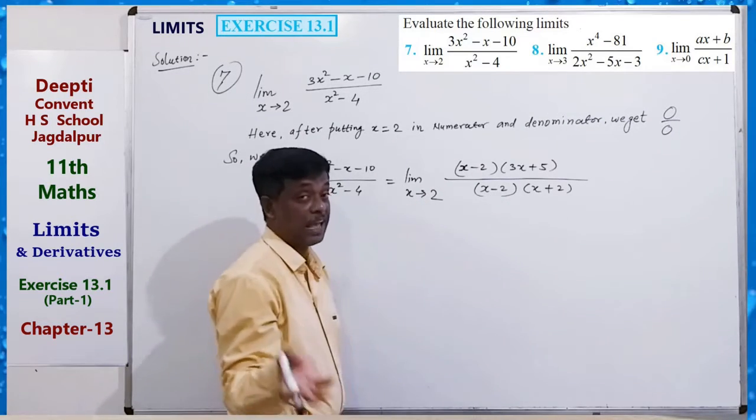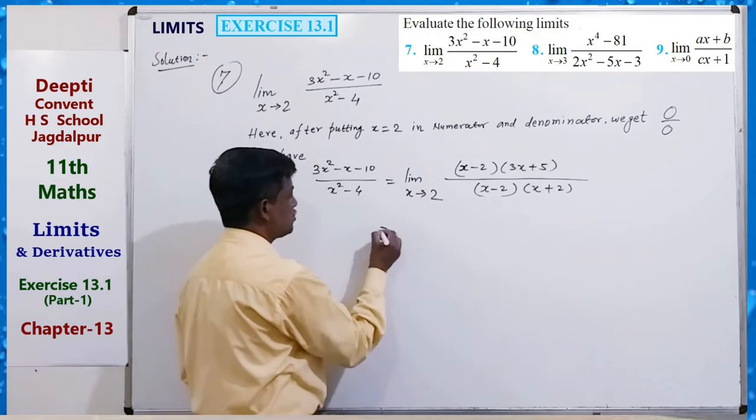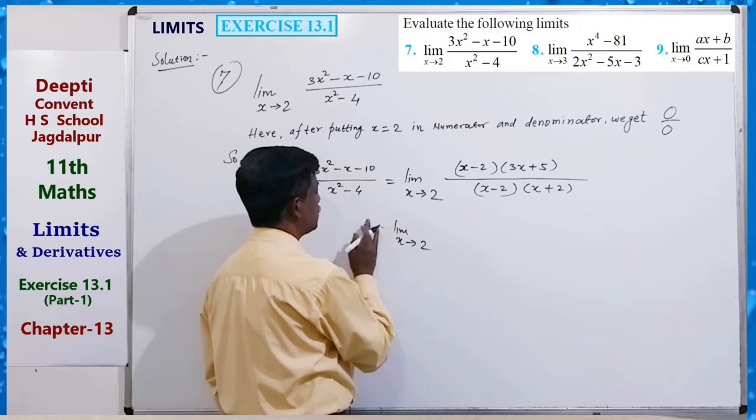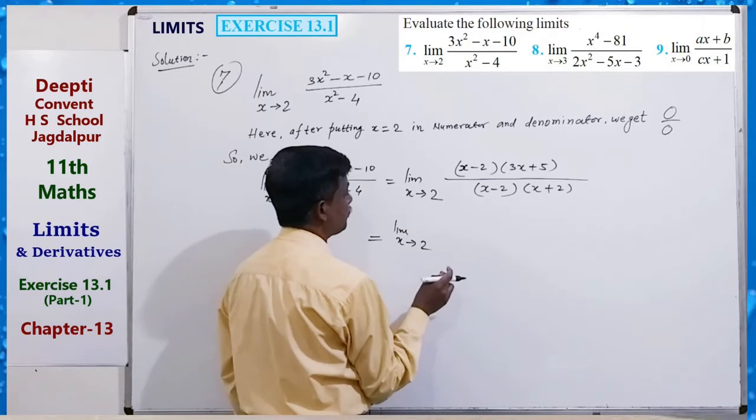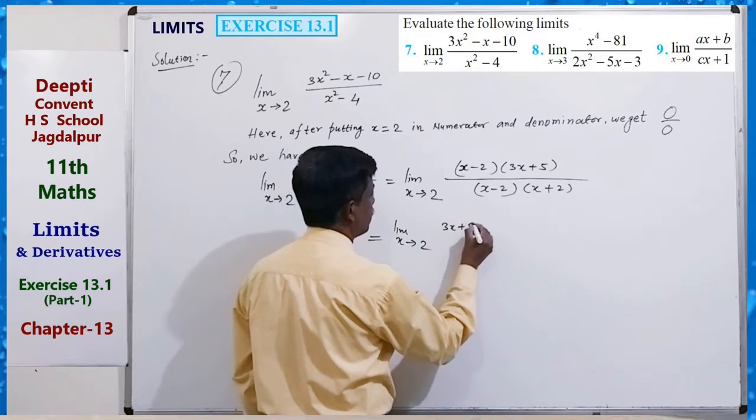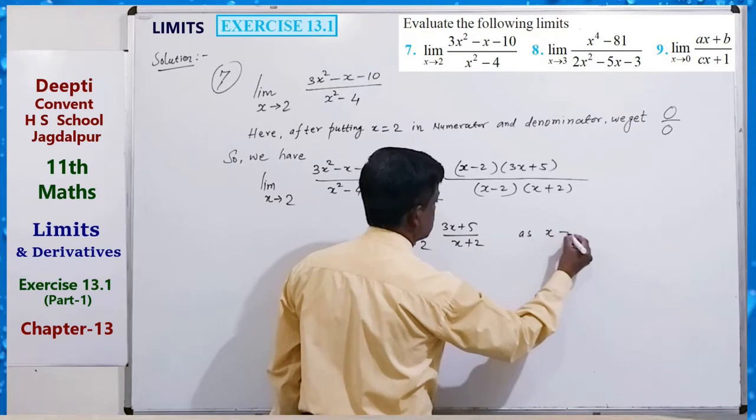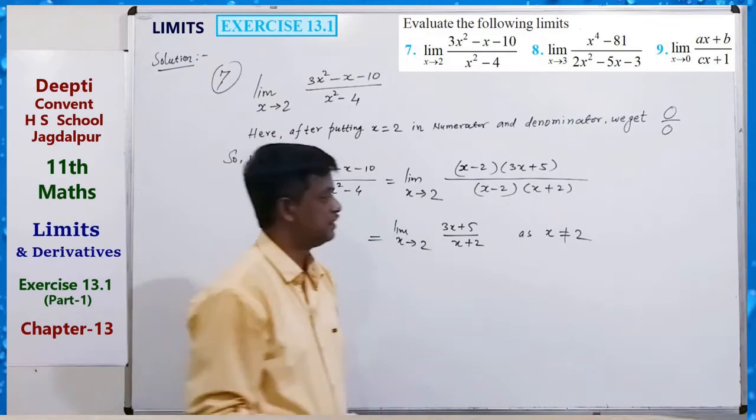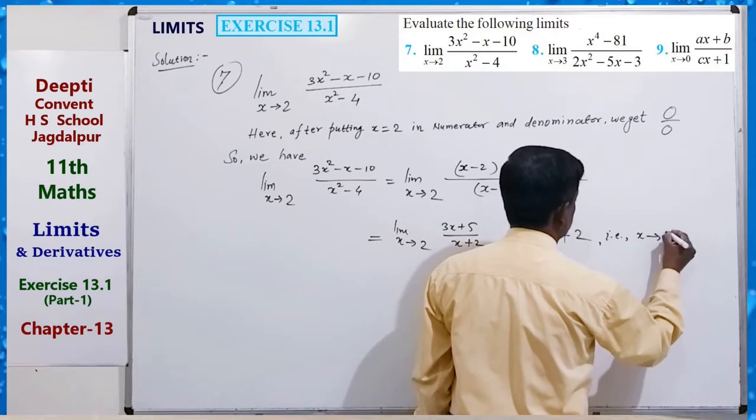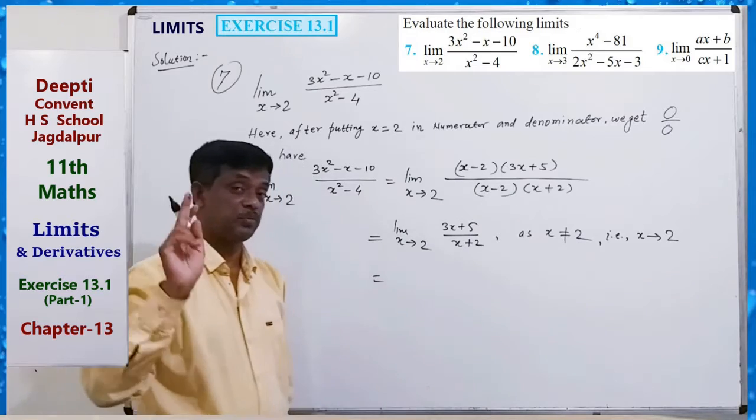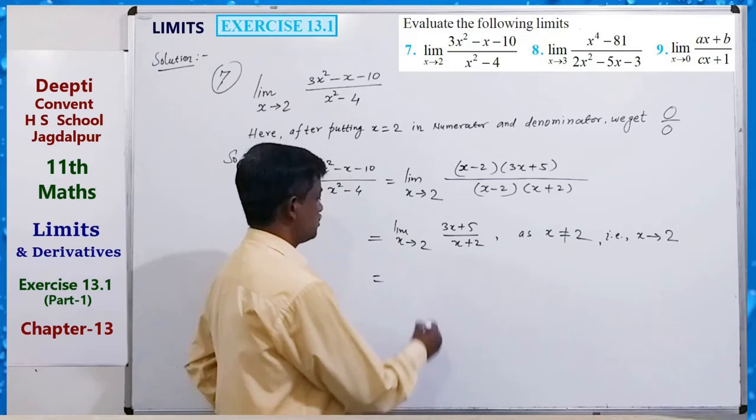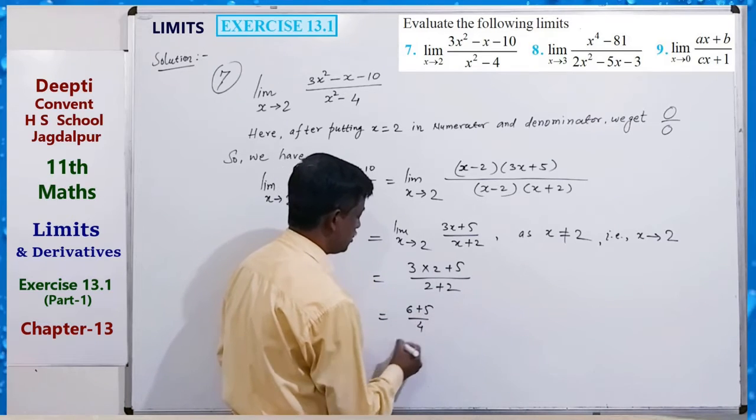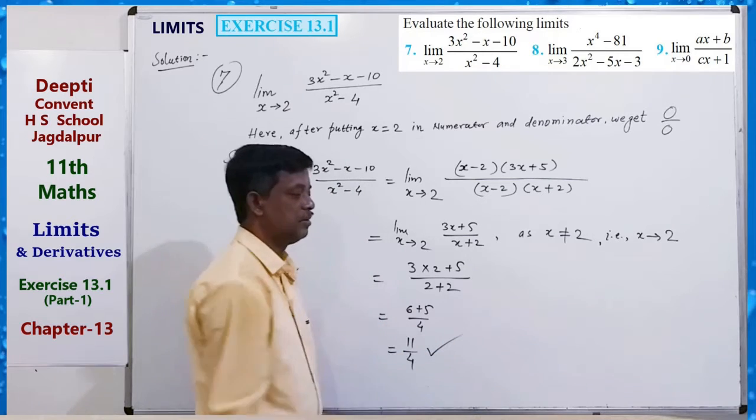Now x minus 2 can be cancelled out as x is not equal to 2. So this is equal to limit x tending to 2 of (3x plus 5) upon (x plus 2). Now we can put the value of x equals to 2 in this. So 3 into 2 plus 5, upon 2 plus 2. So 6 plus 5 upon 4, that is 11 by 4. This is the limit, 11 by 4.